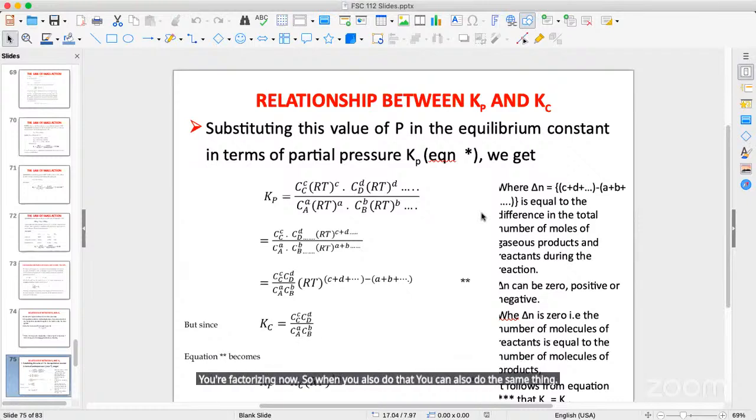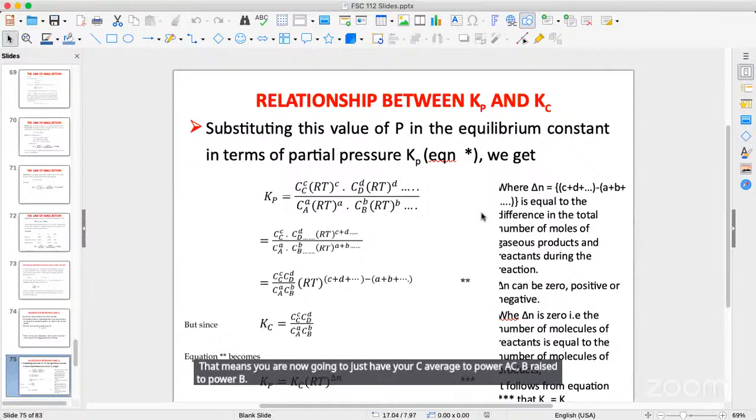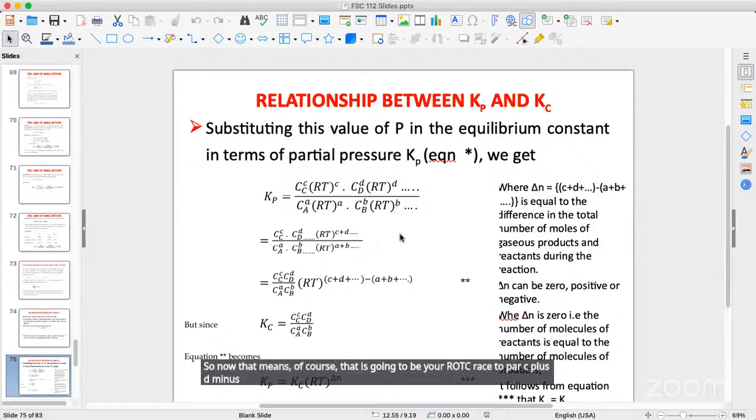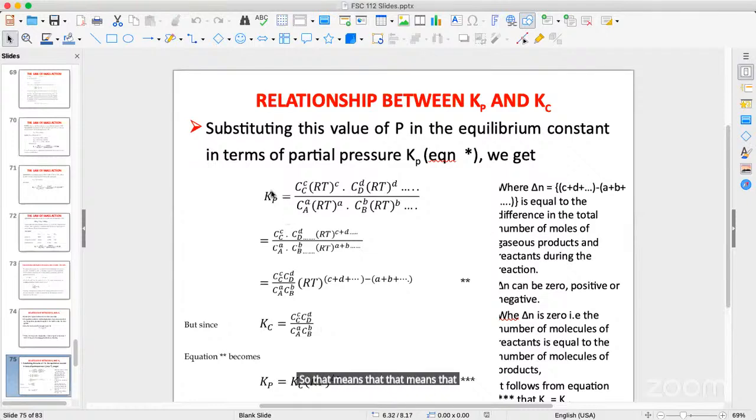That means you are now going to have your CA raised to power A, CB raised to power B, multiplied by RT raised to power A, multiplied by RT raised to power B. Now that RT raised to power A multiplied by RT raised to power B will be equal to RT raised to power A plus B. Now your RT raised to power C plus D divided by RT raised to power A plus B can also be taken out, since both of them have the RT term. So we can deal with both of them together. That is going to be your RT raised to power C plus D minus A plus B. So for Kp, this is what you have.